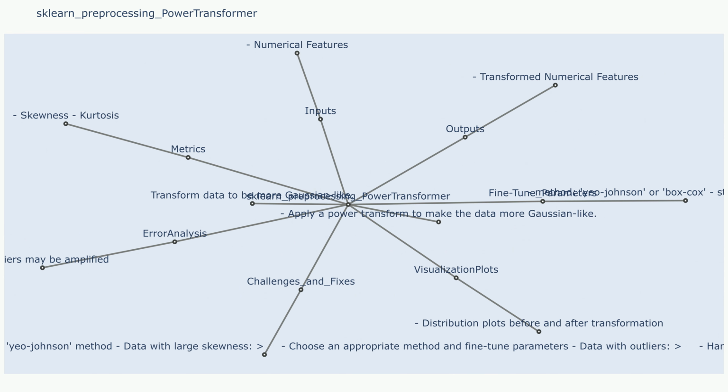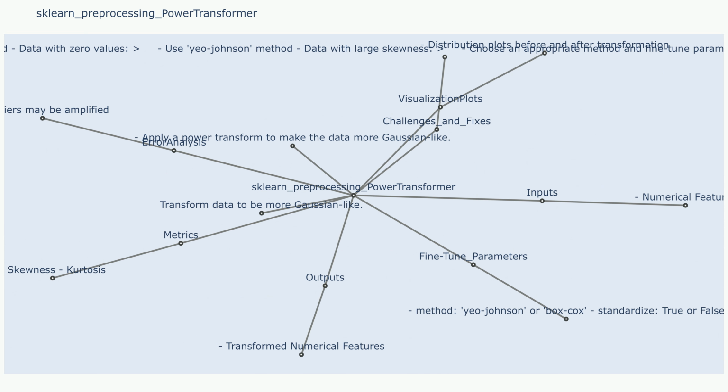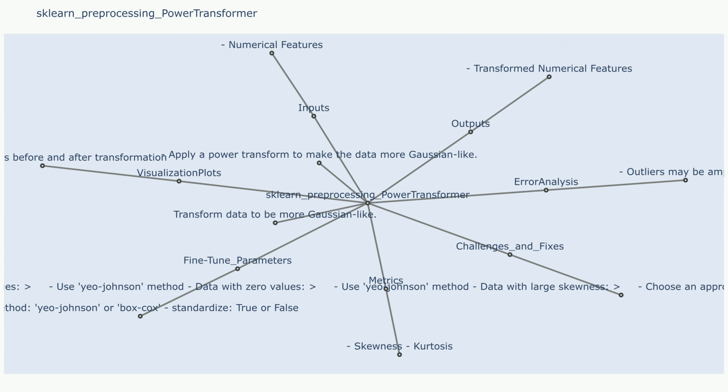Challenge 2. Limited effectiveness for highly non-normal distributions. Sample use case. If the data has extreme outliers or a highly non-normal distribution, the power transformer might not be able to fully achieve normality. Fixes. Consider alternative transformations. Other transformations like the log transformation or the Box-Cox transformation with a more flexible power parameter might be more suitable. Explore outlier handling. Removing or handling outliers appropriately can improve the effectiveness of the power transformer.